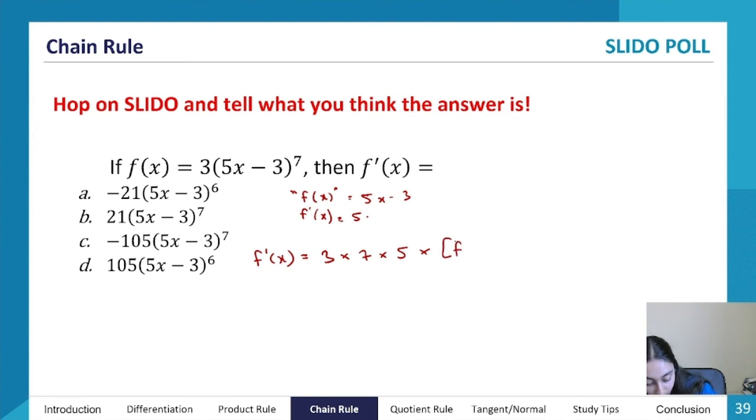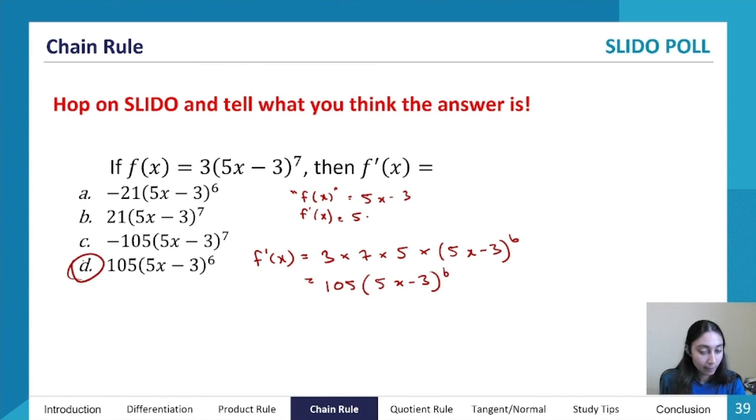So 5 times 5x minus 3 to the power of 7 minus 1, 6. That's going to get me to whatever 3 times 35 is, 105, times 5x minus 3 to the power of 6. So anyone that got D, good job.